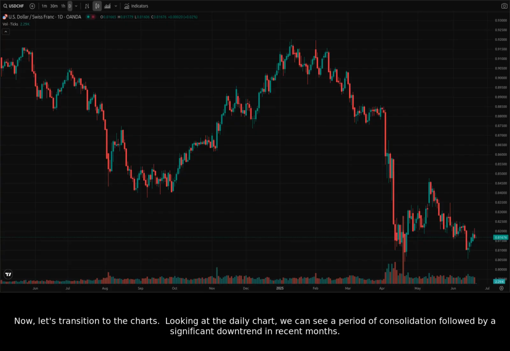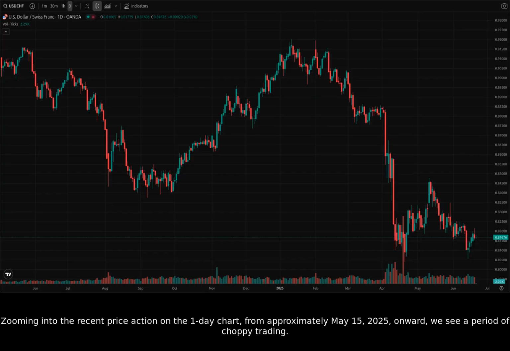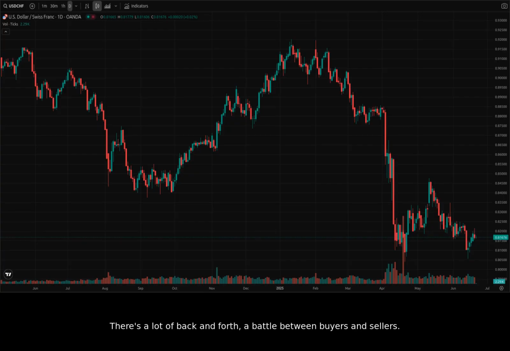Looking at the daily chart, we can see a period of consolidation followed by a significant downtrend in recent months. This downtrend accelerated in late April and May, bringing us to current levels. Zooming into the recent price action on the one-day chart, from approximately May 15, 2025, onward, we see a period of choppy trading. The price appears to be struggling to establish a clear direction, influenced by the conflicting forces of safe haven demand and expectations around central bank policy. There's a lot of back and forth, a battle between buyers and sellers.